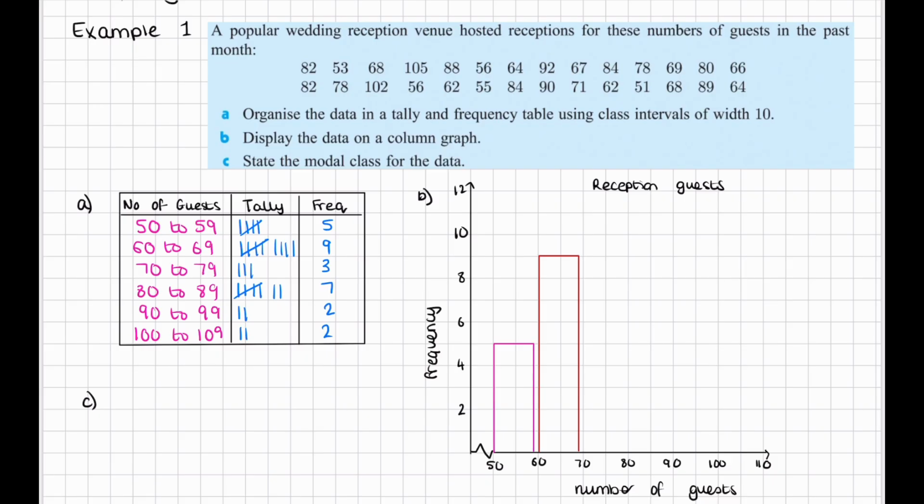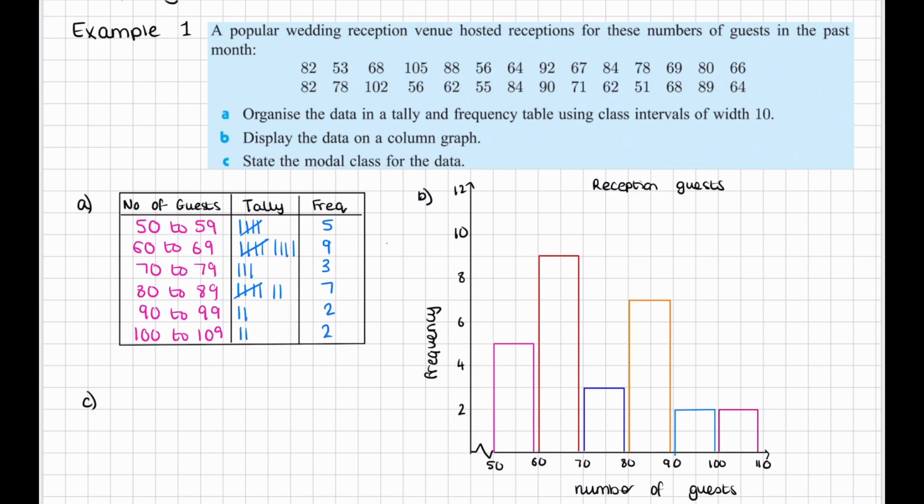And 3, I'm going to complete my column graph this way. And there's my column graph. So the main thing here, remembering, is we need that gap between the columns. And part C, state the modal class for the data.